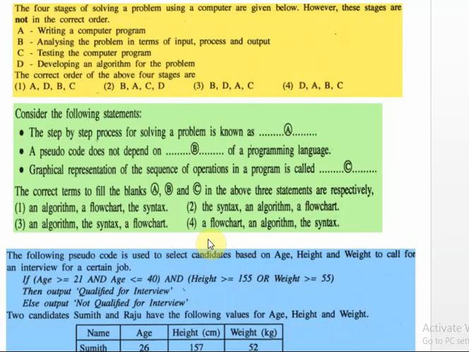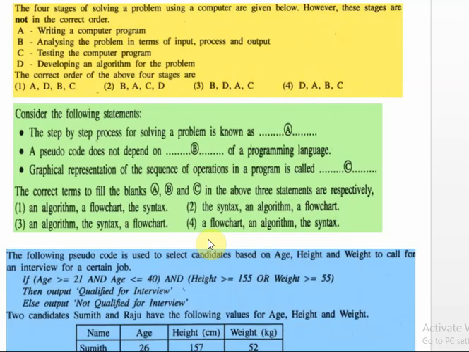Now see this question. The 4 stages of solving a problem using a computer are given below. However, these stages are not in the correct order. Right? Writing a computer program. No, we can't straight away write a program. First of all, we need to analyze the problem in terms of input, process and output.